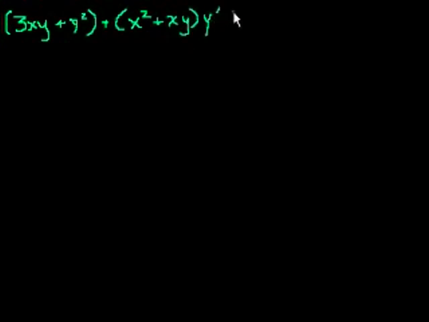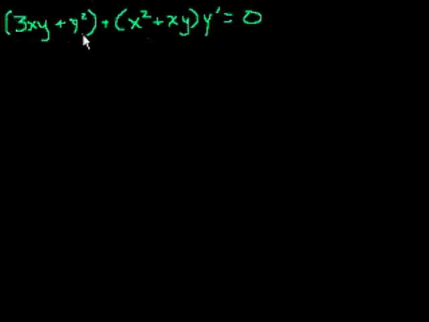So let's say we have an equation that has this form. Let's say this is my differential equation: (3xy + y squared) + (x squared + xy) y prime = 0. Especially since we've covered this in recent videos, whenever you see an equation of this form, where you have some function of x and y, and then another function of x and y times y prime equals 0, you say, oh, this could be an exact differential equation. And how do we test that?